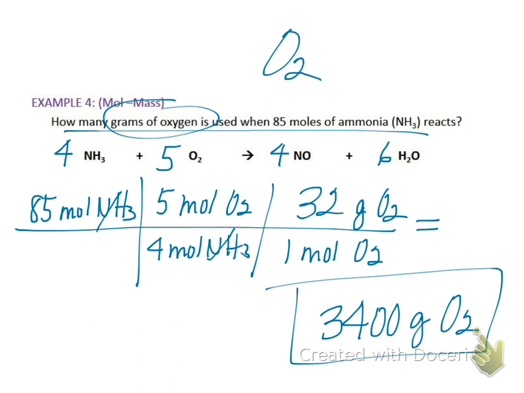Okay? 85 moles of ammonia is a lot, so you should expect a high number. So this is where you want to do a little bit of number sense and say, hey, 3,400 grams, that seems like a lot, but if I think about 85 moles of ammonia, that's a lot of moles.